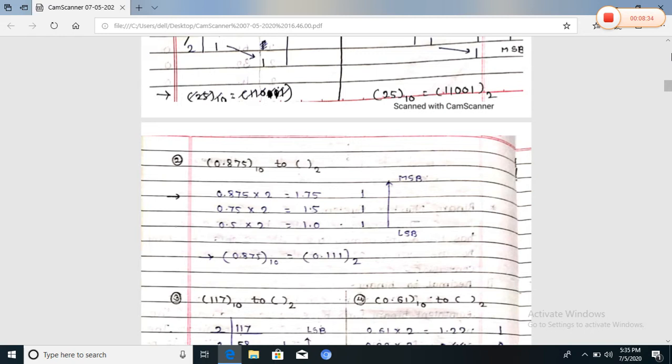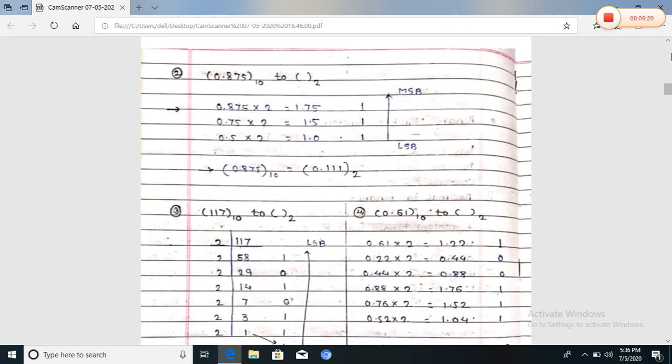After the point, the decimal part is recorded and the procedure continues depending upon the number of significant digits required. Here 1 is recorded in the answer. Then 0.5 multiplied by 2 gives 1.0, and we record it. The digits are noted from top to bottom. That answer is 0.111.